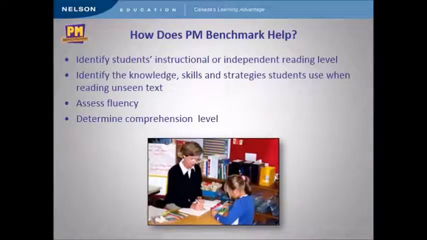So how does the PM benchmark help? Well, it allows you to identify the student's instructional level for reading or the student's independent level for reading for both fiction and nonfiction. It allows you to identify the knowledge, skills, and strategies that students are using when they encounter text for the first time. It allows you to assess the student's fluency and to determine their comprehension level at both a literal level and at a higher level thinking.